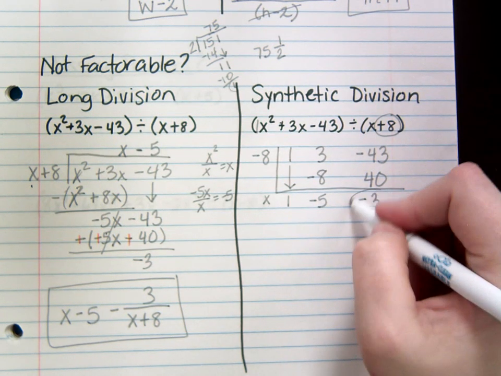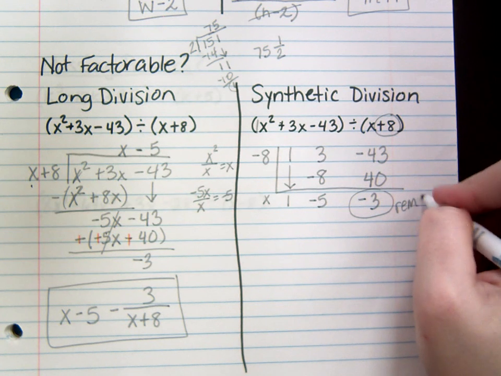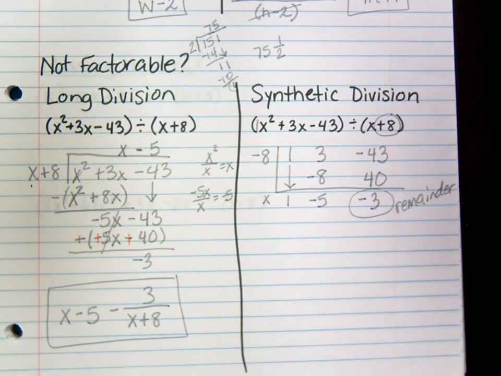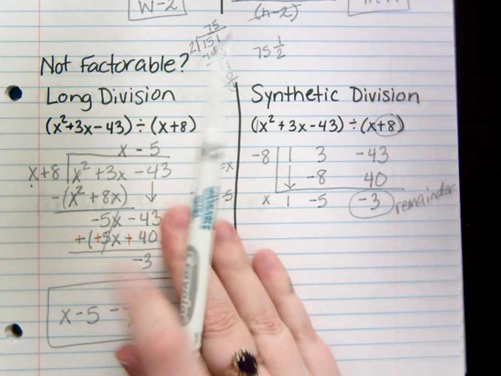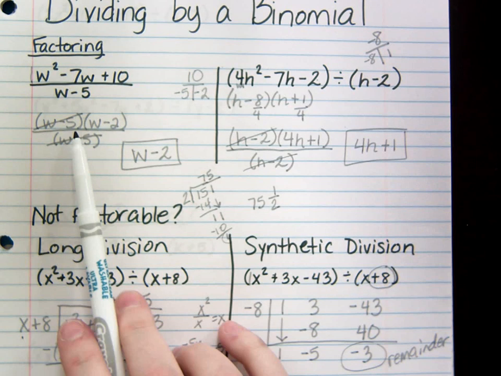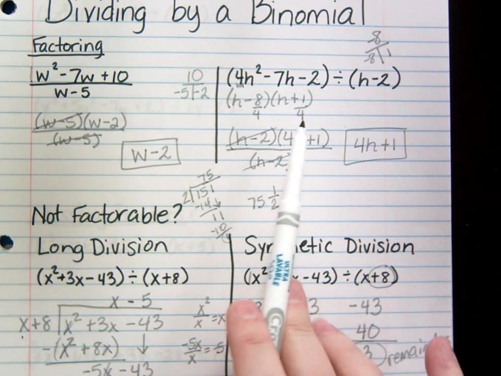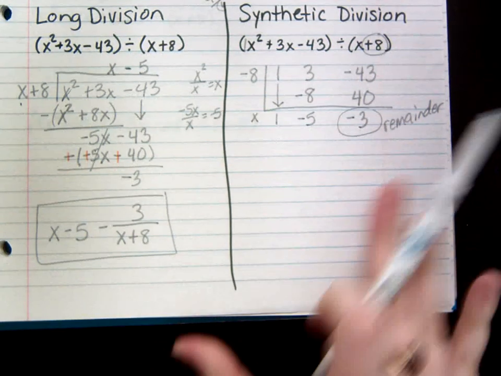Now, this last number is always going to be a remainder. If it's a remainder of 0, it divides evenly. So the first two examples I did, if I were to do synthetic division on them, I would get a remainder of 0. But on this one, I have a remainder.